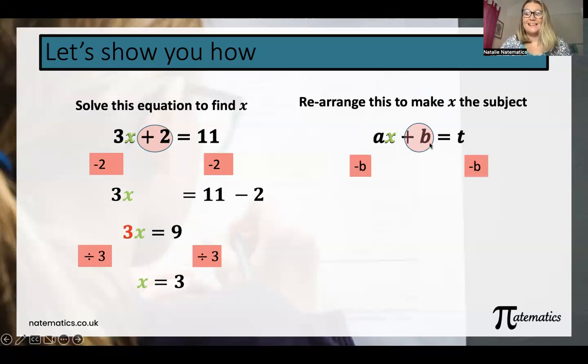Well, this is gone because that's the whole point of doing what we've just done. We're taking it away, so it's gone. And then we've got t here and we're taking away b. So we'll end up with ax equals what we had there originally, take away b.